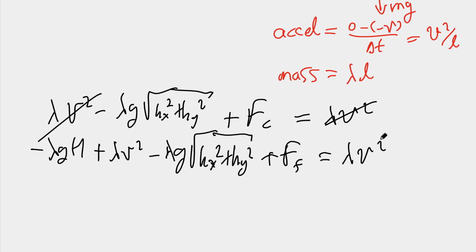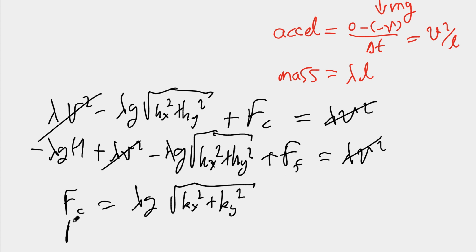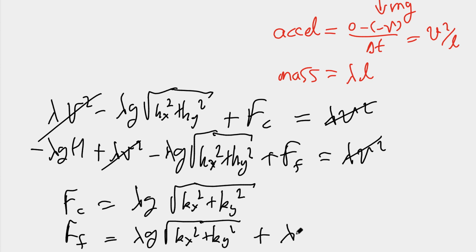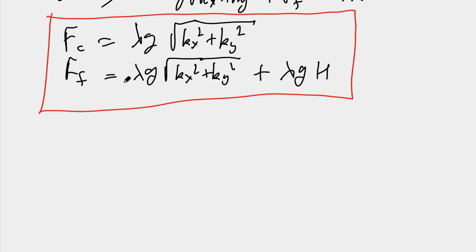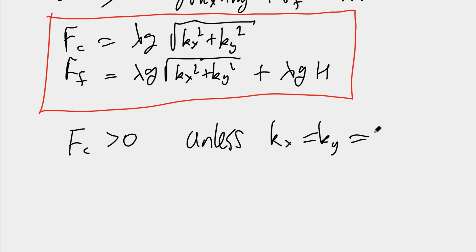Now in these equations, the lambda v squareds cancel, and what we're left with then is the force that the container exerts equals lambda g times square root of kx squared plus ky squared, and that the force that the floor must exert is lambda g times square root of kx squared plus ky squared plus lambda gh. Now one thing you should notice about these results is that the force that the container exerts on the bead as the bead is accelerating up out of the container, that force must be greater than 0 unless kx and ky are both equal to 0. So Fc is always greater than 0 unless kx equals ky equals 0.